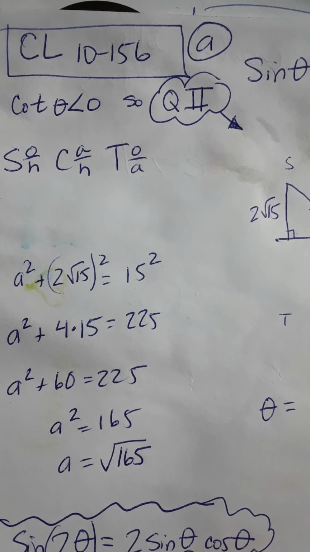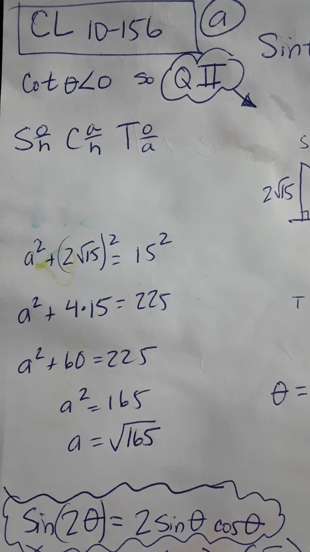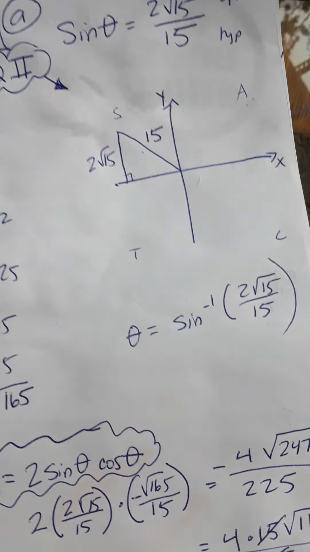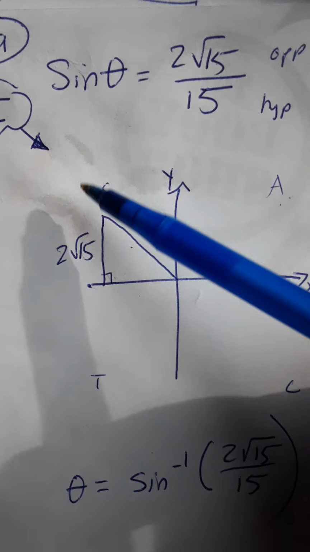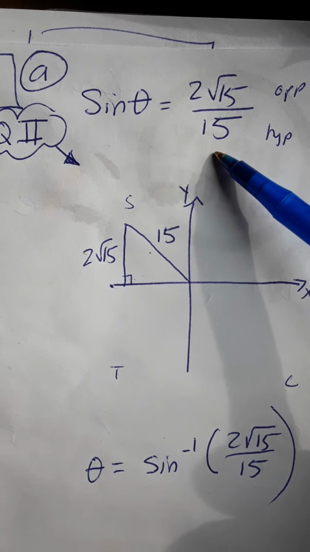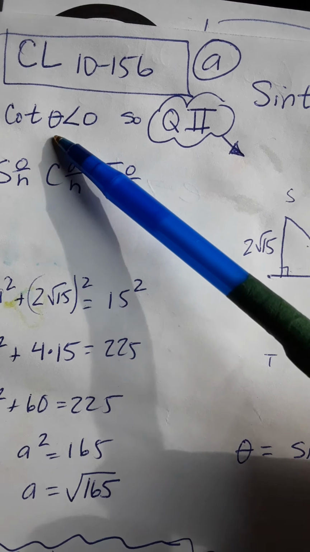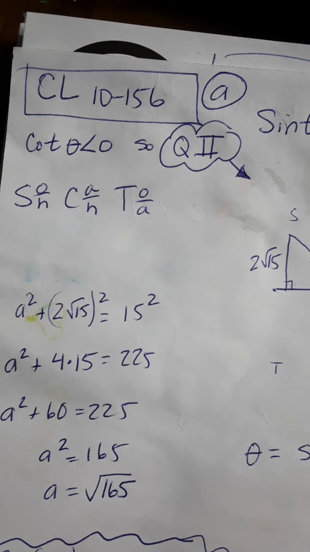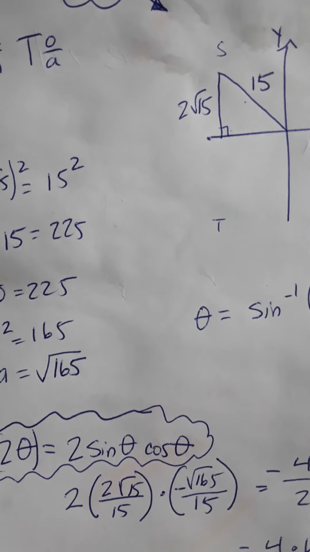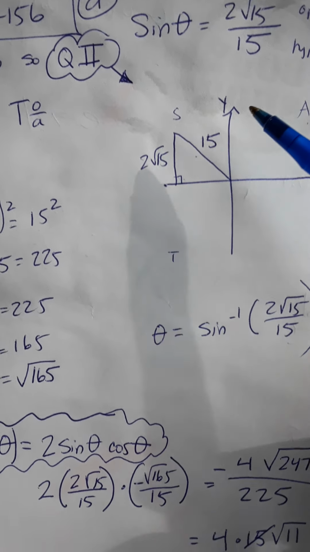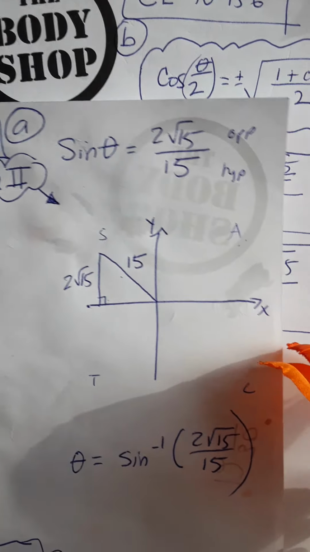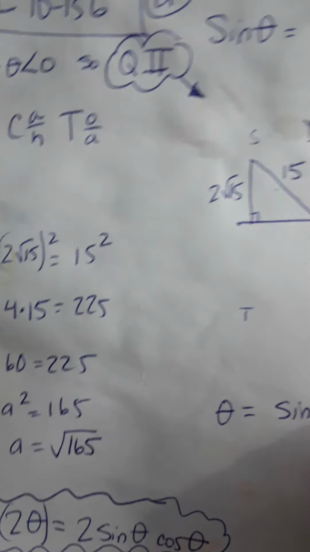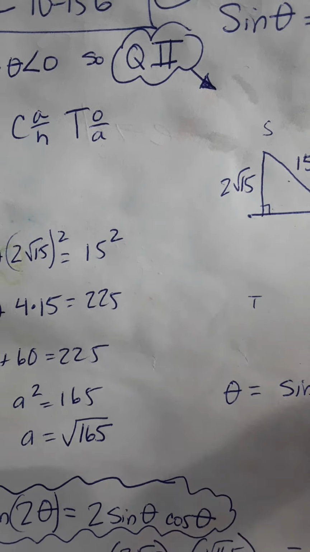This is pre-calc, problem CL10-156, and it says if sine theta is 2 root 15 over 15 and cotangent of theta is negative, then it's a three-part problem. For part A, they're asking what is sine of 2 theta.